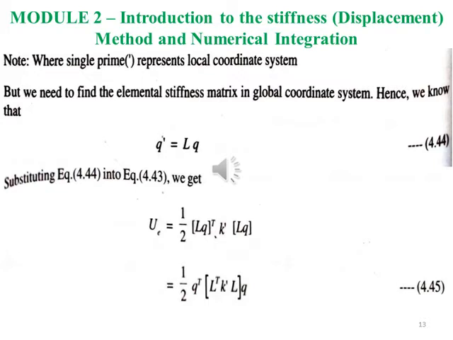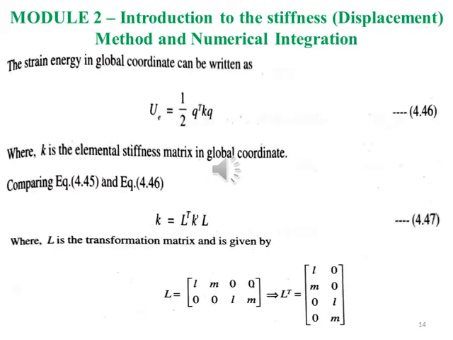So comparing equations 4.45 and 4.46, we get that K is equal to L transpose K dash L, where L is the transformation matrix, which is given by L = [l m 0 0; 0 0 l m]. So here you can see U is equal to half Q^T K Q, where K is equal to L^T K dash L, where L is nothing but the transformation matrix represented by [l m 0 0; 0 0 l m], or L transpose is equal to [l 0; m 0; 0 l; 0 m].